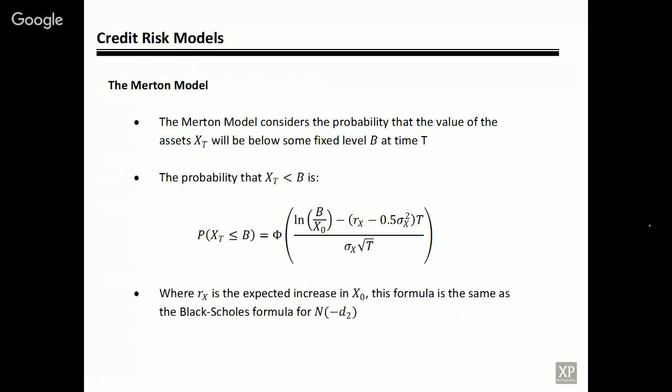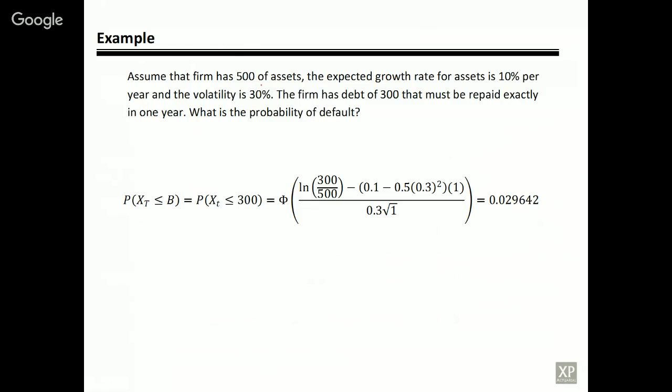Next, we have the Merton model, which considers the probability that the value of the assets will fall below some level B at time t, and is based off of the Black-Scholes model, N of negative d2. So suppose we have $500 of assets. The expected growth rate of assets is 10% per year, and the volatility is 30%. And assume that the firm has $300 in debt. We can calculate the probability of default by plugging those values into the negative d2 formula. So for this case, the firm would have about a 2.96% chance of defaulting over the next year.